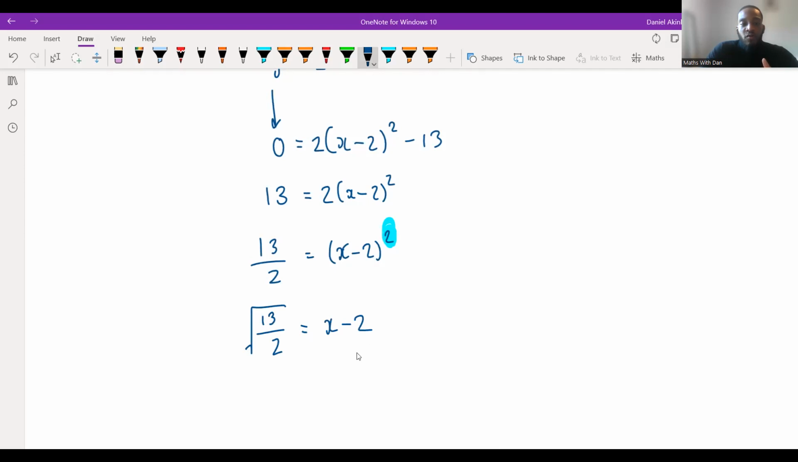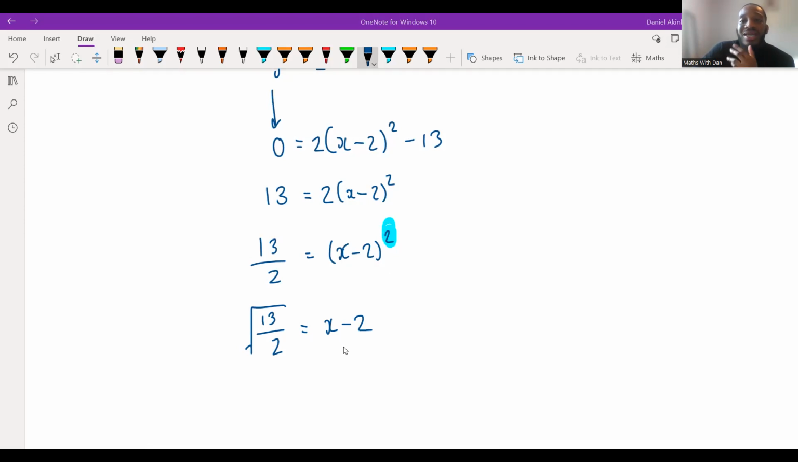Now, remember, you've got to be very careful when you're square rooting. Quick question for you guys. Is the answer only the square root of 13 over 2, or is there another answer? How many answers do you get when you square root a number? How many answers do we get when we square root a number? What do we think?